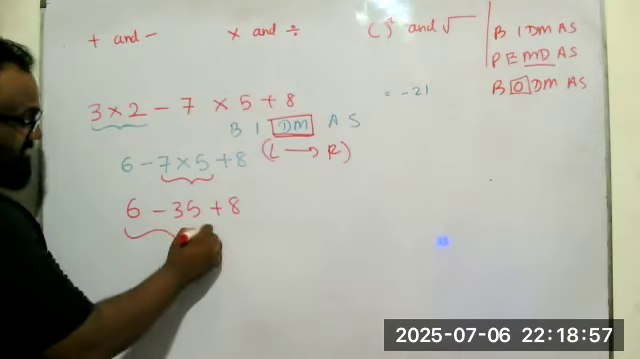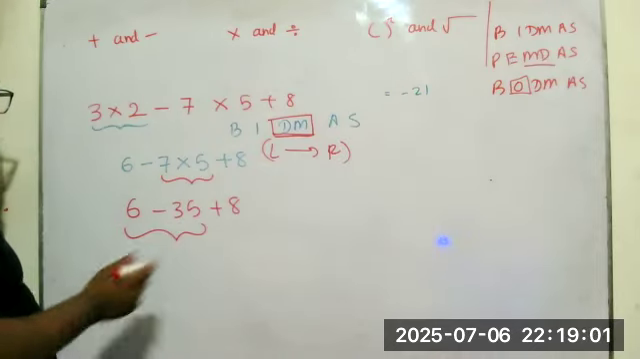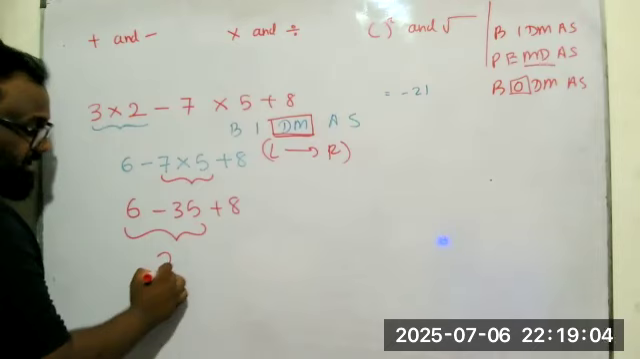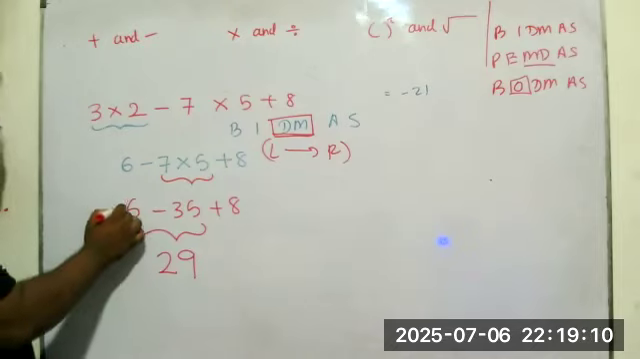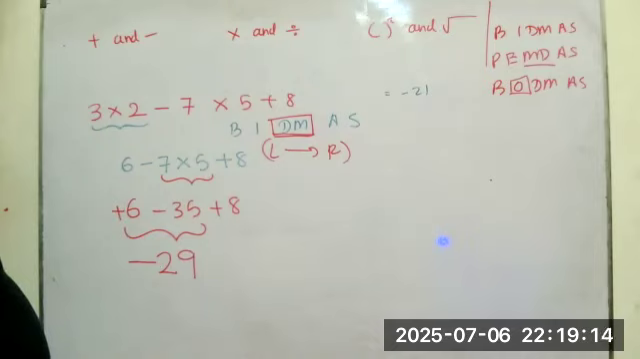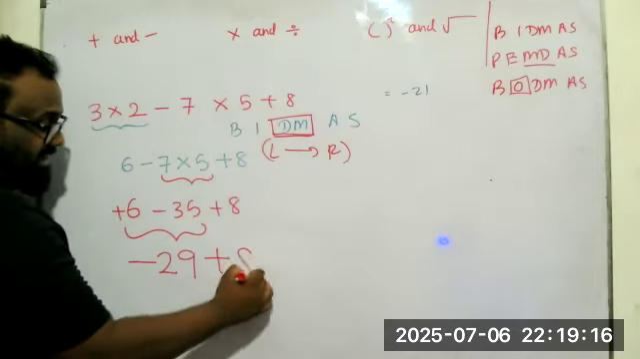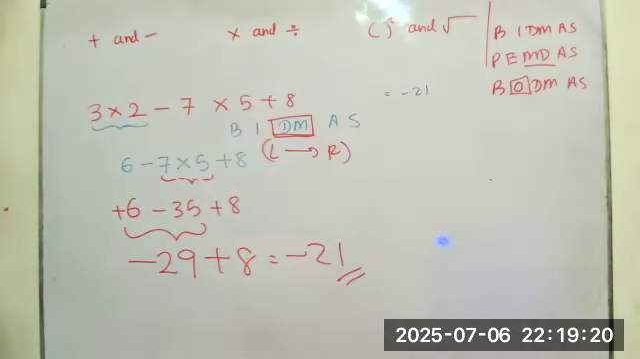6 minus 35 is what? Minus 29. Correct? Yeah. 6 minus 35 is minus 29. To that we add 8. What is the answer now? Minus 21. Did I make myself clear? Yes, sir. Right. Take this down. Okay.